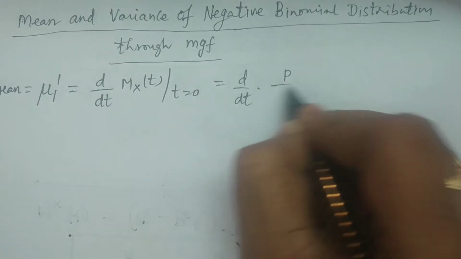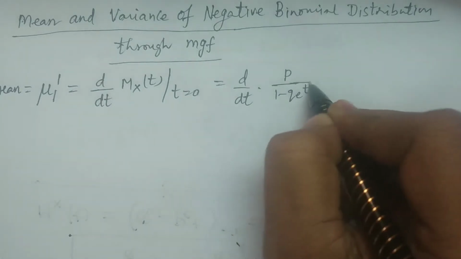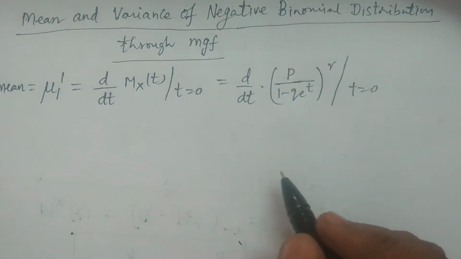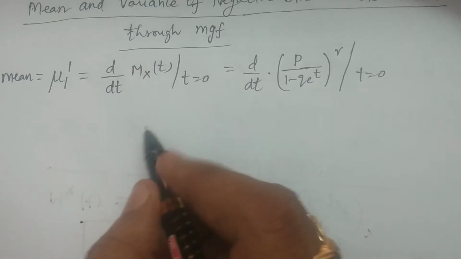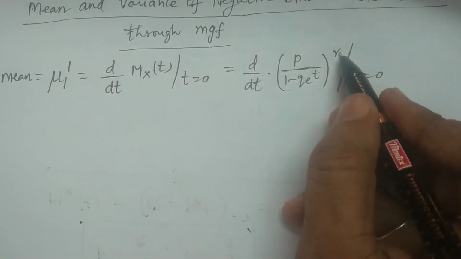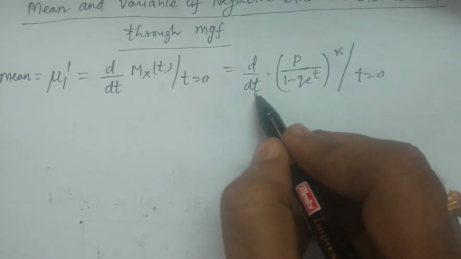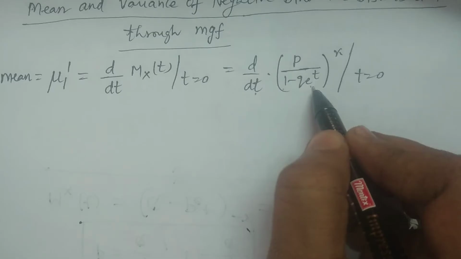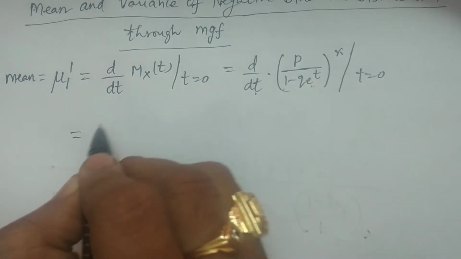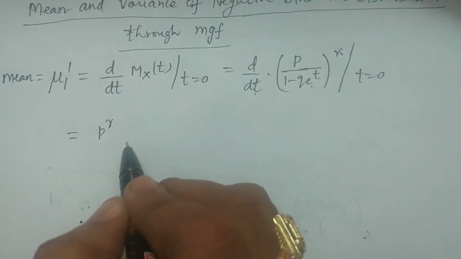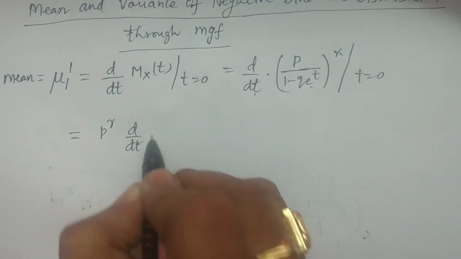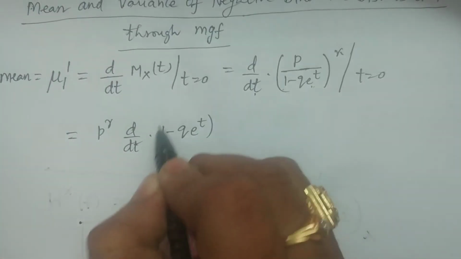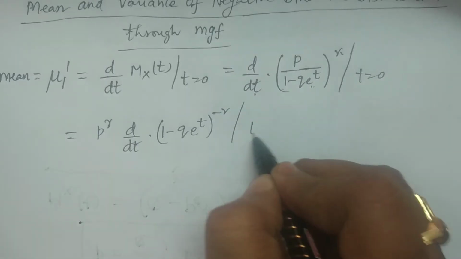M_X(t) is (p divided by (1 minus q e power t)) the whole power r, and substituting t equal to 0. For simplicity, p power r we can take outside because differentiation is with respect to t. So it is equivalent to p power r multiplied by d by dt of (1 minus q e power t) the whole power minus r, and substituting t equal to 0.